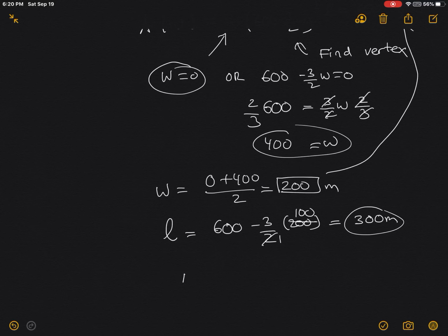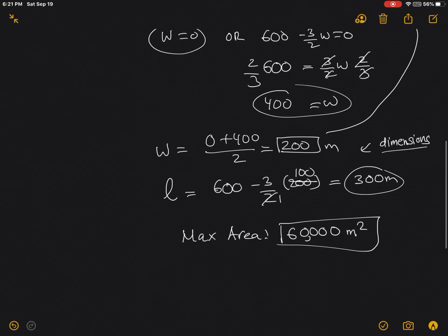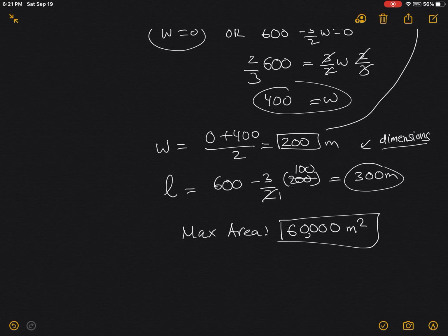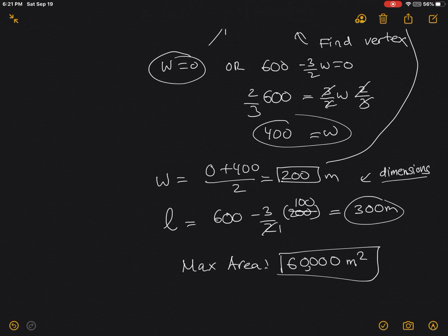If I ask you what is the maximum area, you would just multiply. The maximum area is 60,000 meters squared. Okay, so these are the dimensions, but it didn't really ask you for the maximum area. But if it did, sometimes another part of the problem will ask you what is the max, and you already did all the work. You could just multiply it.